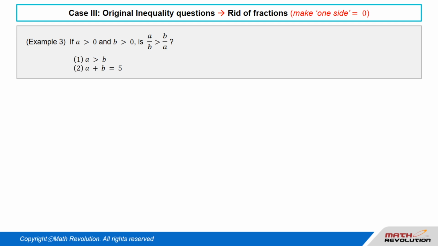Example 3. If a is greater than 0 and b is greater than 0, is a over b greater than b over a? Condition 1. A is greater than b. Condition 2. A plus b equals 5.